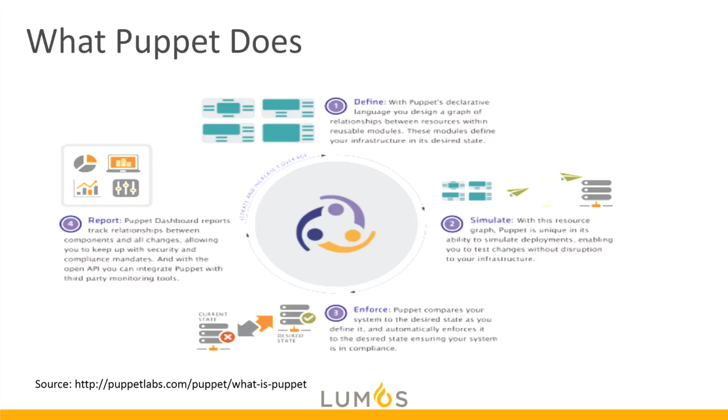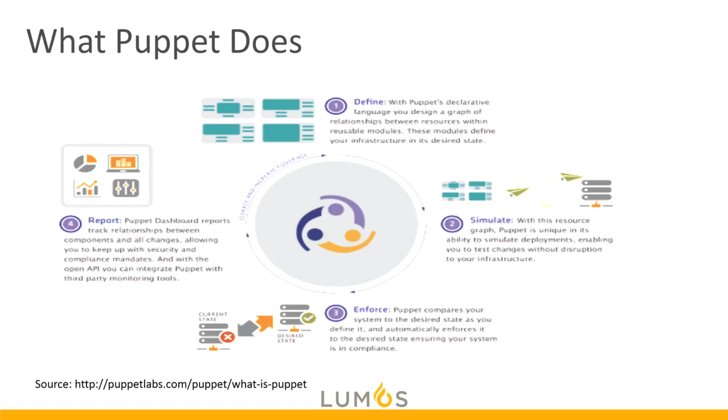Then step two, we go to a simulate stage. With this resource graph, Puppet is a little bit unique in its ability to simulate deployments, enabling us to test what changes would essentially produce without actually disrupting our live production infrastructure.